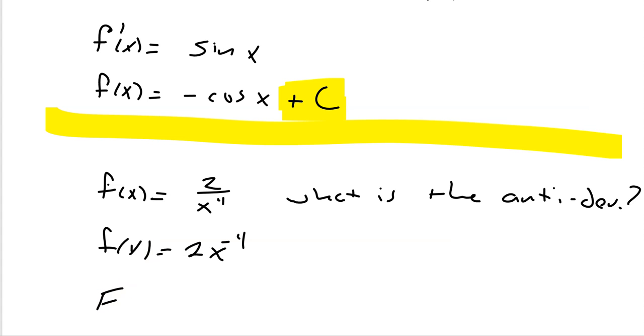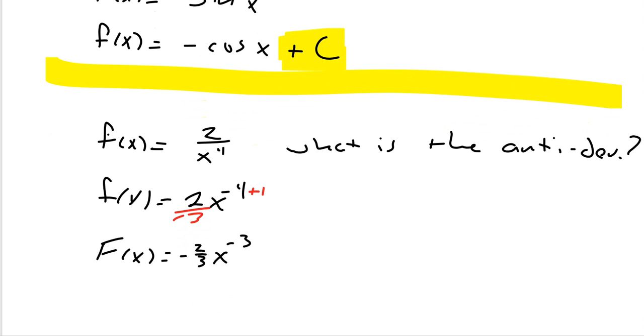So the antiderivative, which I'm going to call capital F, just to match that definition that we had earlier, is: we add 1 to the exponent. So that's going to be a negative 3, okay? Because negative 4 plus 1 gives us negative 3, right? Then we divide by that new exponent. So this would be a negative 2/3 x to the negative 3rd. Okay, we could write it like this, but we've got to tack on that plus c.